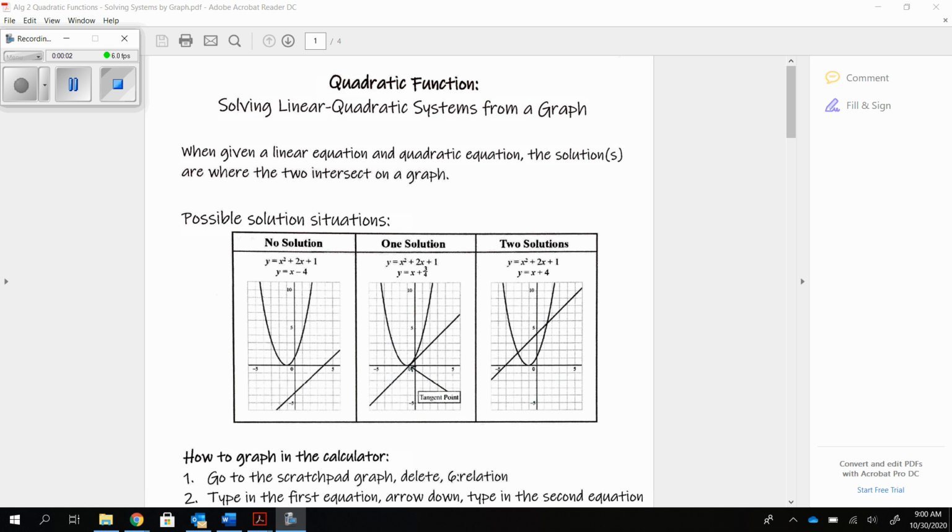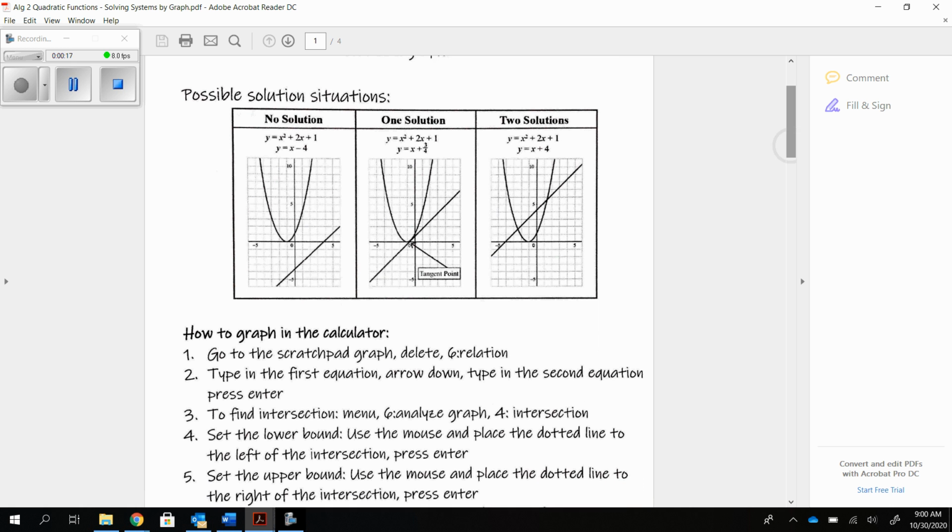Alright, today we are doing quadratic functions: solving linear-quadratic systems from a graph. When given a linear equation and a quadratic equation, the solutions are where the two intersect on a graph. Pretty simple stuff. Here are the possible solution situations. The first one is no solution, because they don't touch, they don't intersect at all. Then we see one solution, where it intersects at one point, and then the two-solution graph, where it intersects twice. It's that simple.